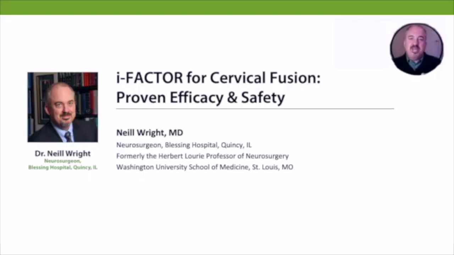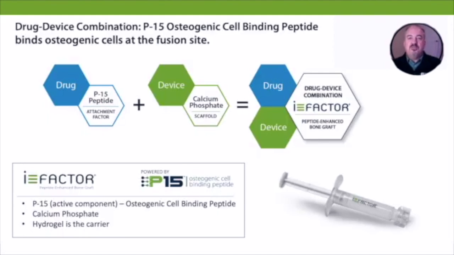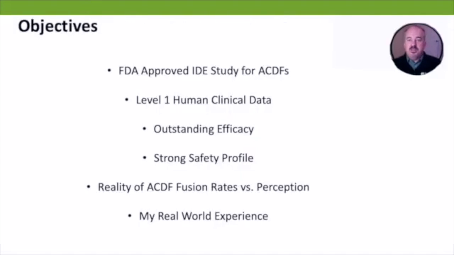Great to be here at the AHN course. One critical element of spine surgery is ensuring bone growth. iFactor is an FDA-approved drug-device combination product with an osteogenic cell-binding peptide, P15, combined with a calcium phosphate scaffold. iFactor is the only bone graft product specifically approved by the FDA for ACDF applications. This is based on level 1 human clinical data with proven outstanding clinical efficacy while demonstrating a strong safety profile. It has a better fusion rate than published allograft data, and I'll also discuss my own real-world experience with iFactor.